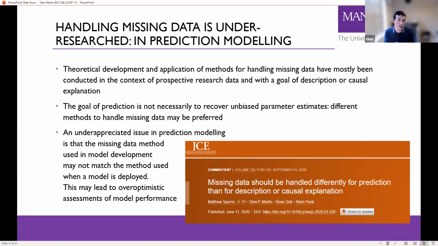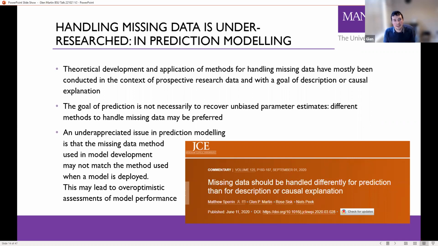What we're interested in is recovering an unbiased estimate of a certain parameter of interest. Their research has shown that, say, multiple imputation is particularly useful, and 9 out of 10 times would be the most appropriate step. But actually, in the context of prediction, we're not necessarily interested in recovering unbiased parameter estimates, and so the approach that we might take to handling missing data might be different.